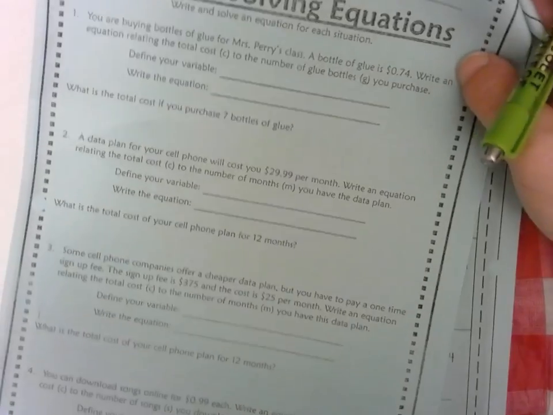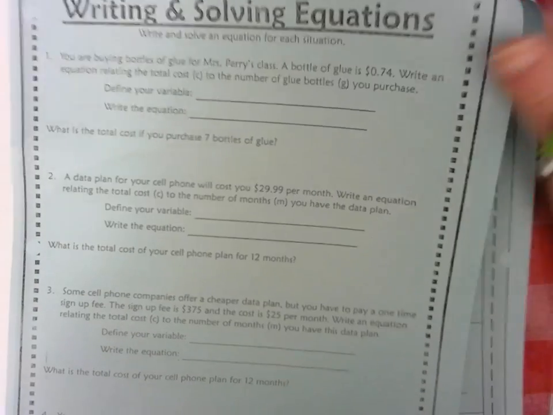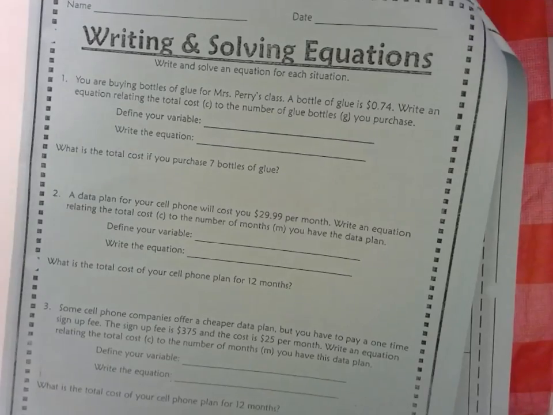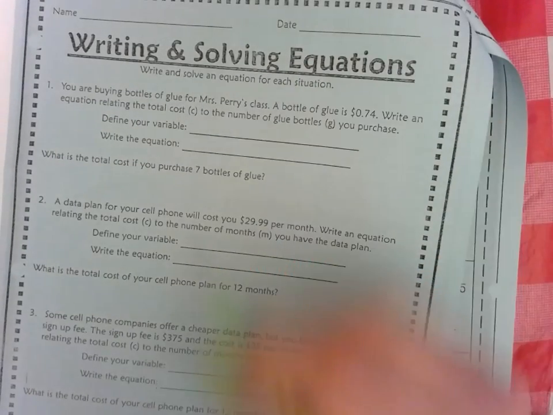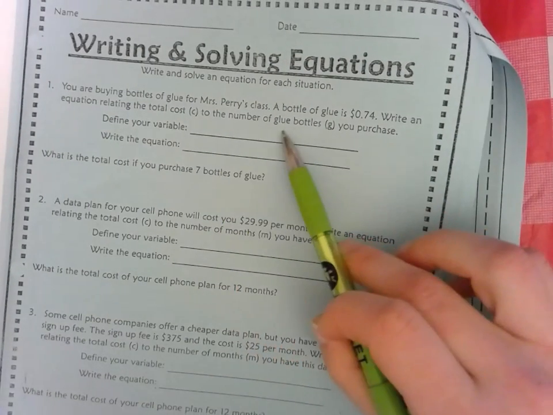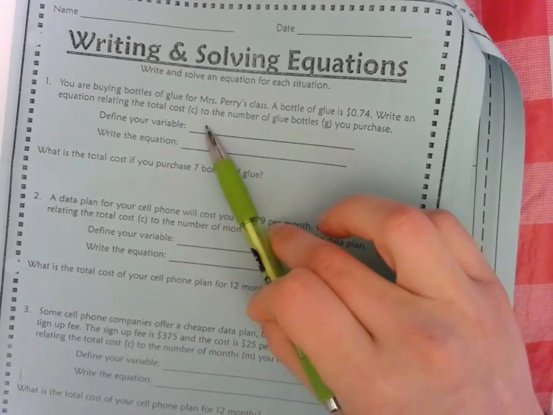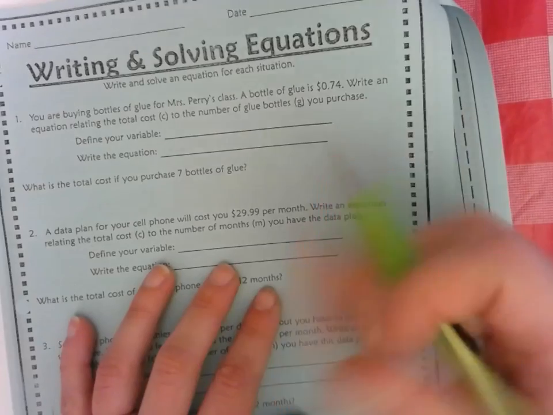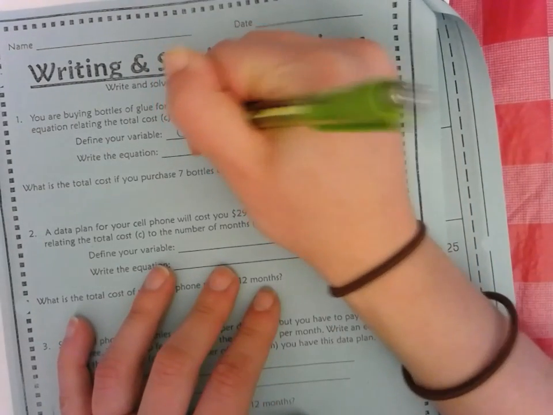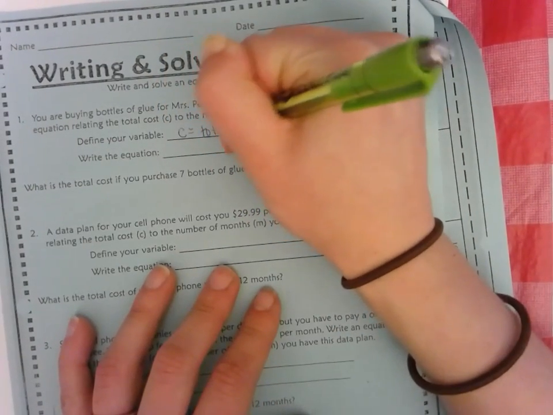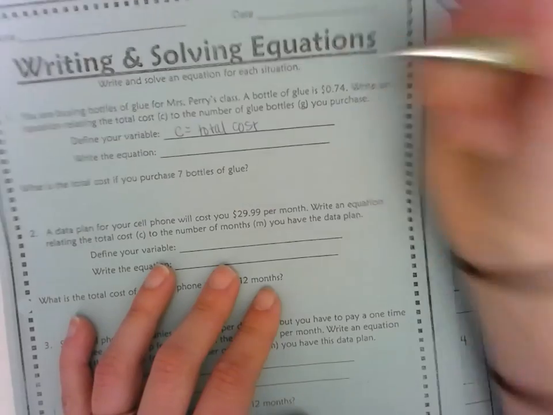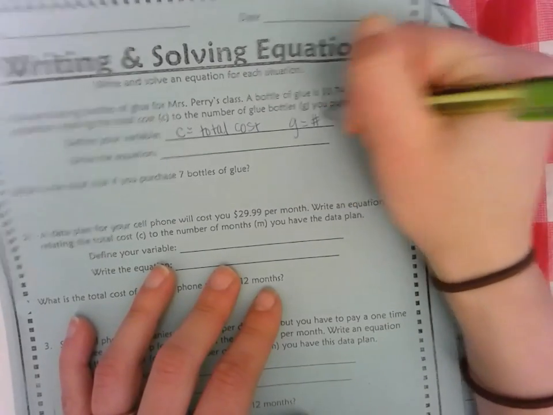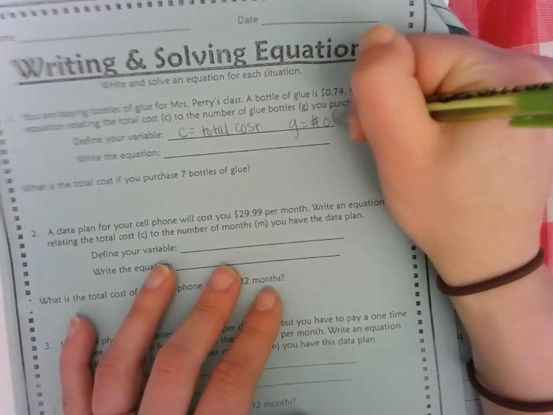And then you have the next page where I want you to try to do this page, writing and solving equations. You first need to define your variables. So the first one, you're going to write C equals number of glue bottles, or the total cost C, and glue bottles is G. So to define your variable, C is total cost, and G is the number of glue bottles.